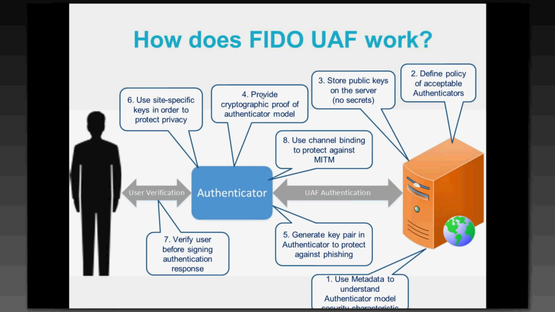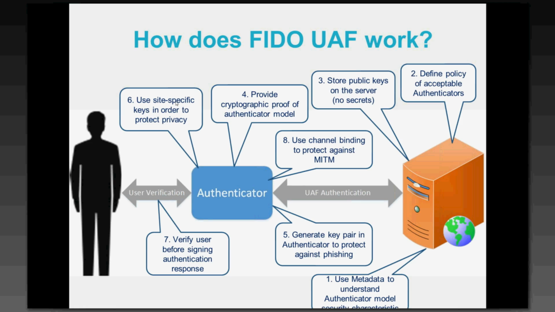So number 4 is we provide a cryptographic proof of the authenticator model. This was the attestation I just explained. We generate the key pairs for the cryptographic authentication protocol inside the authenticator, and this key is not known to the user. So there is no phishing attack, because the user will never be able to enter the PIN or the private key into the wrong website.